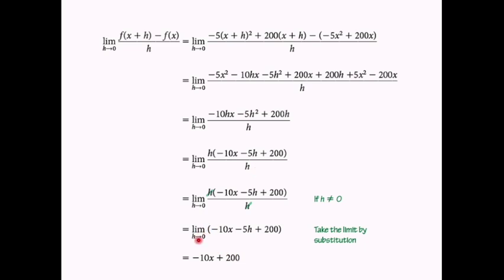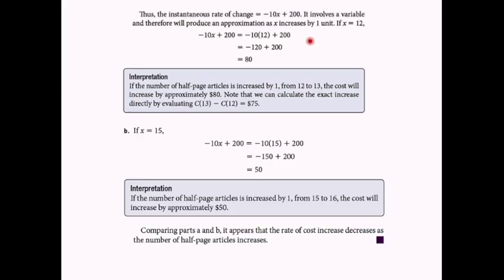So now when I plug in h equals 0 to use direct substitution, this minus 5h drops out, and I'm left with minus 10x plus 200. So this here is the instantaneous rate of change at any value of x on that cost function. So if we want to find the instantaneous rate of change at x equals 12, we plug in 12 for the x, and we are going to get 80.